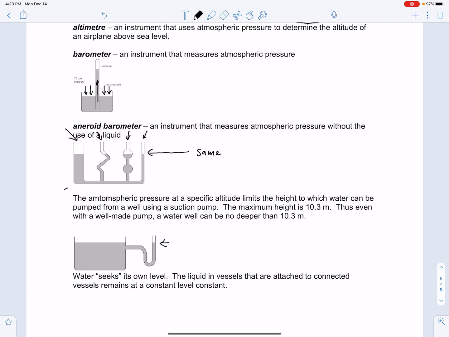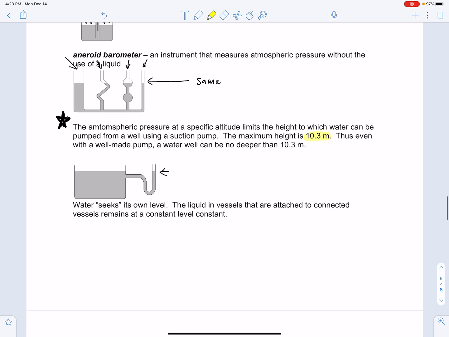Now there's an important and interesting fun fact about hydrostatic pressure. The atmospheric pressure at a specific altitude limits the height to which water can be pumped from a well using a suction pump. The maximum height that water can be pumped to is 10.3 meters. Thus, with a well-made pump, a water well can be no deeper than 10.3 meters.